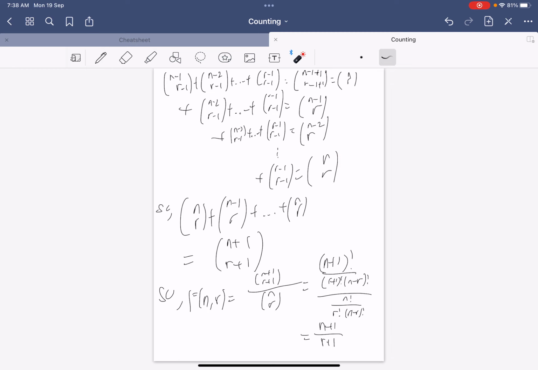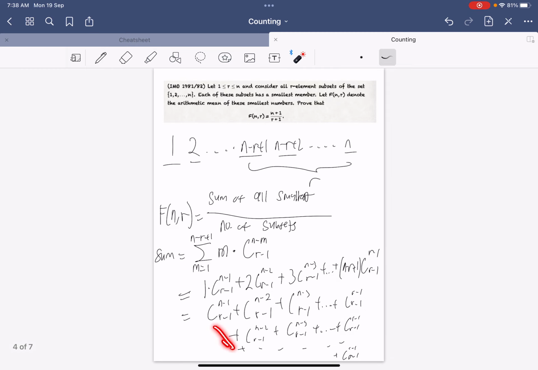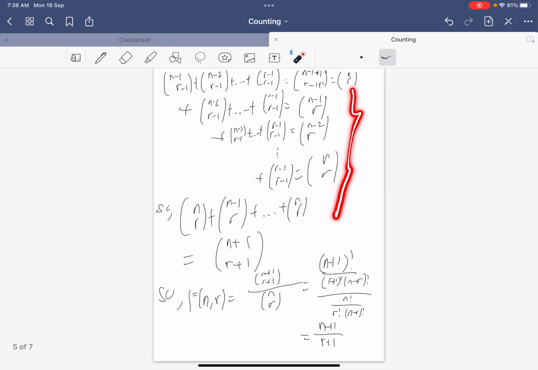Now, since each of these rows need to be added up, we add all these rows together and it will be this expression, n choose r plus n minus 1 choose r all the way to r choose r. And so again, by the Chu Shih Chieh identity, you take this n plus 1 choose r plus 1, and hence the sum is just n plus 1 choose r plus 1. And so f_n,r is just n plus 1 choose r plus 1 over all the possible subsets, which is n choose r.